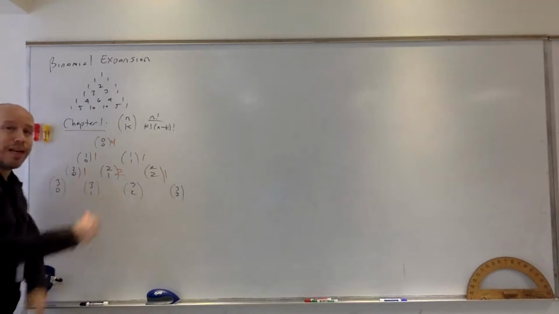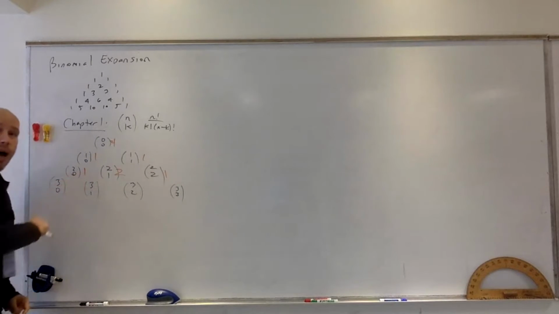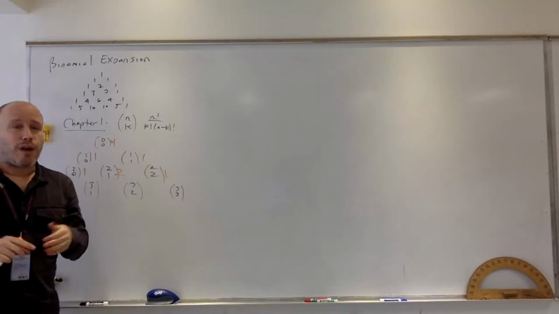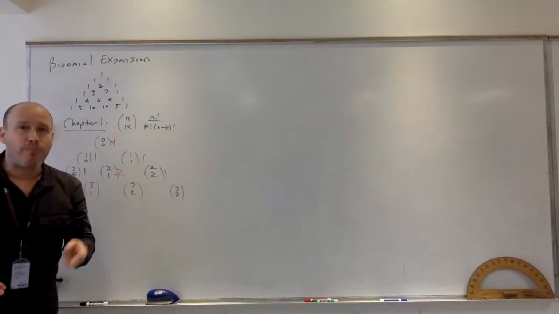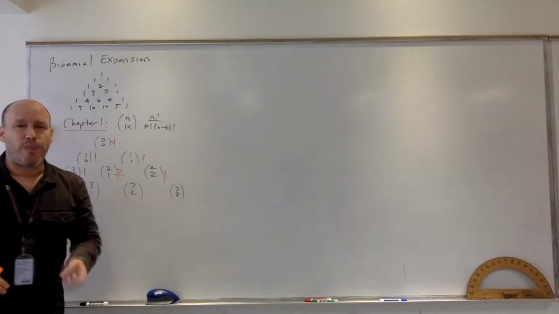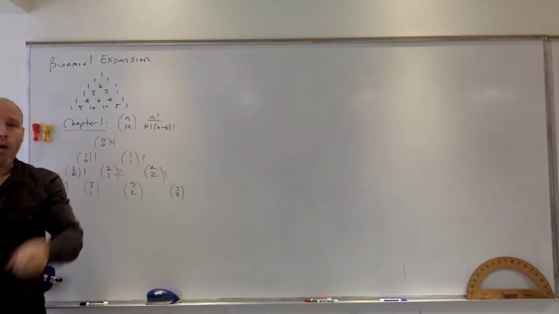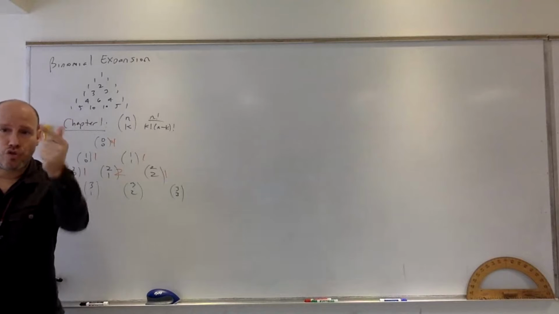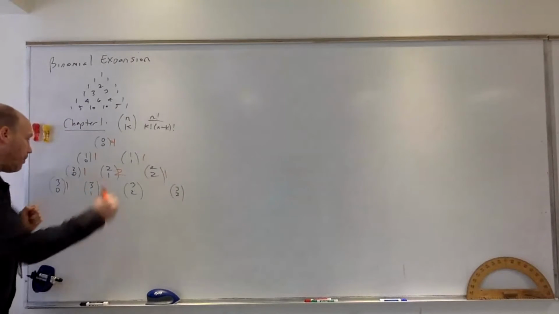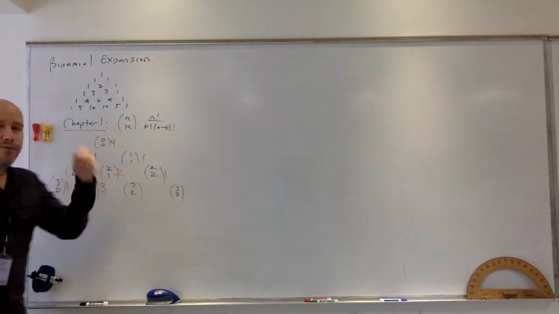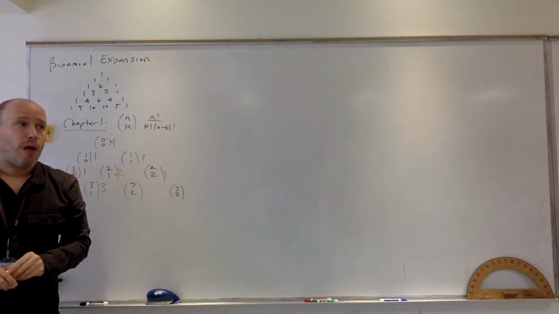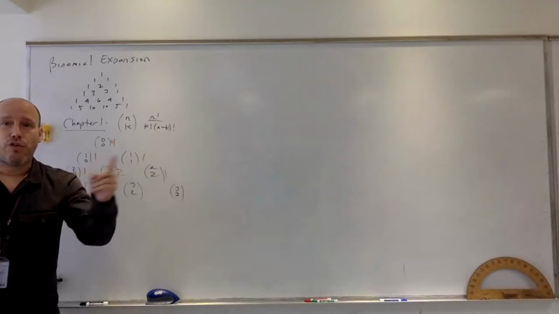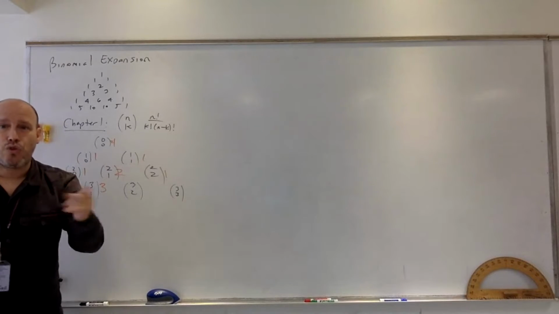So let's do the last row together. You have 3 objects. How many ways are there for me to choose none of them? 1. How many ways are there for me to choose one of them? Well, I can choose A, or B, or C. How many ways are there for me to choose 2 of them? I can choose AB, AC, and BC.